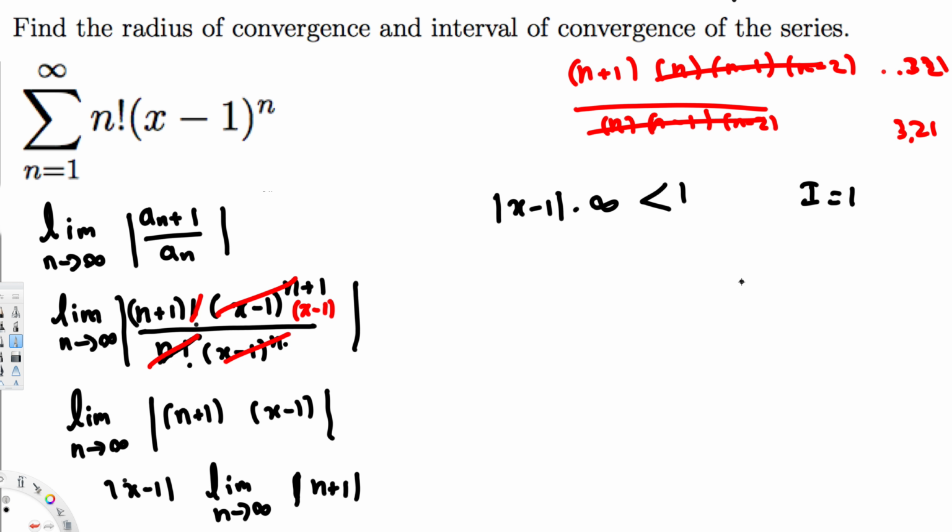So what's going to be the radius of convergence? To have a radius of convergence, we have to have a distance. Since we have only one value, there's no distance at all. So the radius of convergence is going to be 0. So this is going to be the answer for this question.